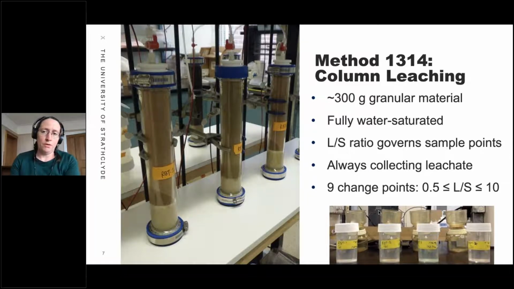Like the previous method, there are 9 points, but what they are instead are collection points where you swap over the container. So you're always collecting leachate, and then you're tracking the release of substance into that leachate over time.